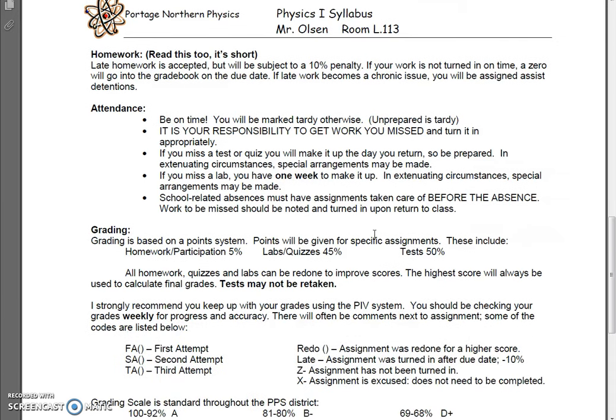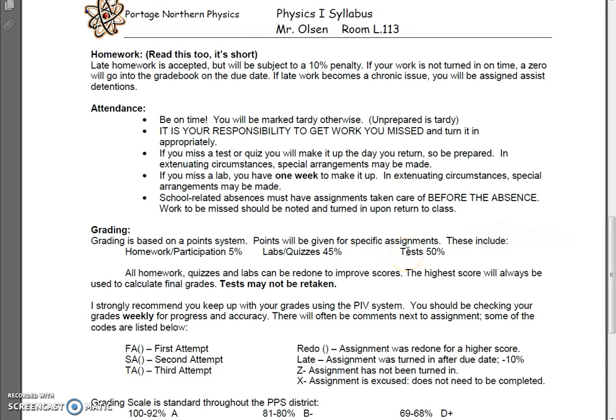Next is our grading system. In this class, your homework and your participation, this is going to be your homework packets, any class discussions we do, that's going to be worth 5% of your grade. A much larger percentage of your grade is based on labs and quizzes. Expect to have at least 1 to 2 labs per unit and 1 to 2 quizzes per week. Lots of quizzes. We'll talk more about those in a second.